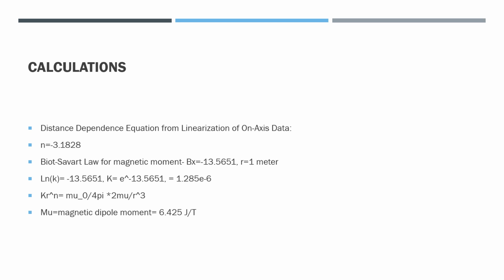Then we plug into the equality equation that k r to the n equals mu naught over 4 pi times 2 times the dipole moment over r cubed, and plug in our values. We get that mu, which is the magnetic dipole moment, is equal to 6.425 joules per Tesla.